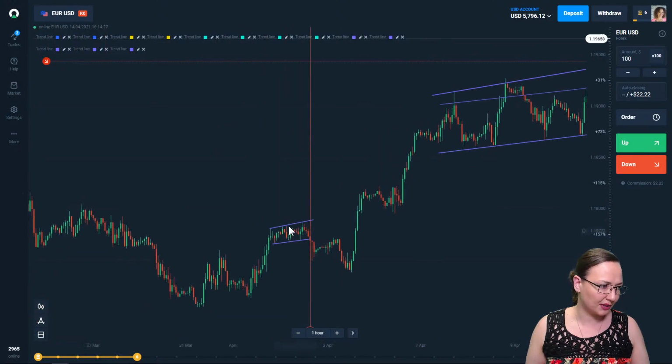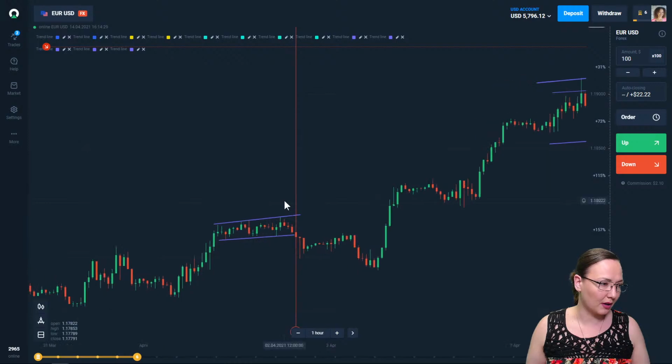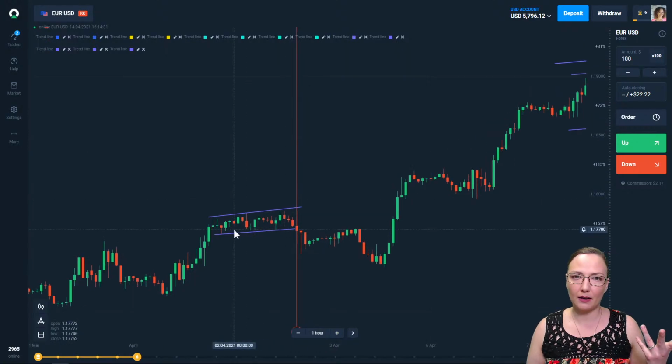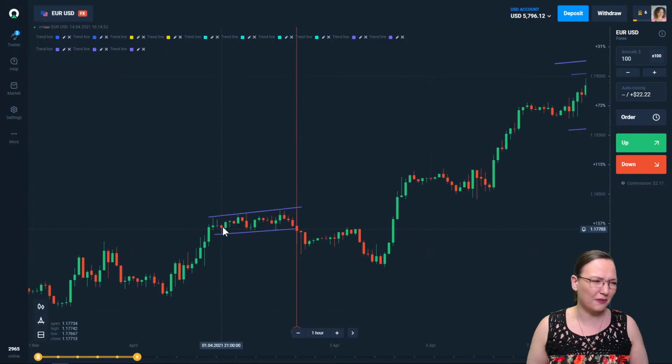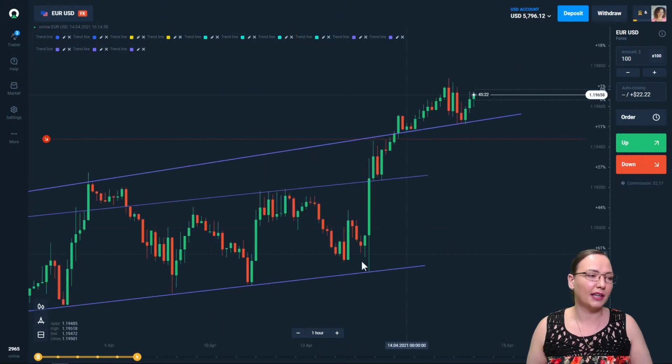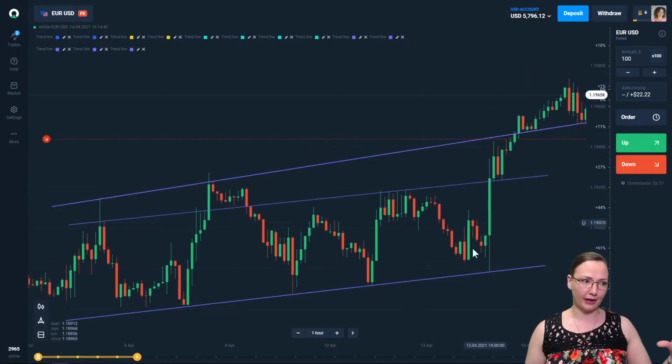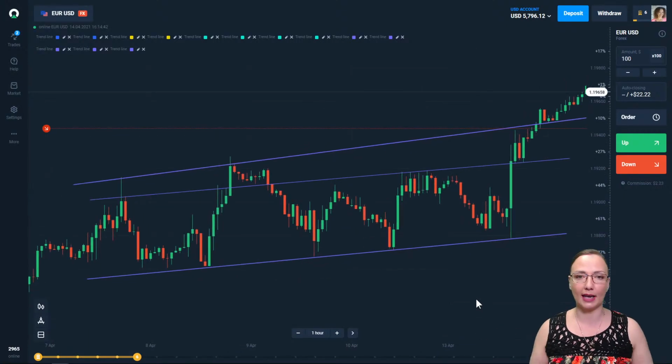Now, I do have another example of a flat right here. Very, very short body candles, indecision, disinterest. Here we have a wider range, but it's still moving sideways.